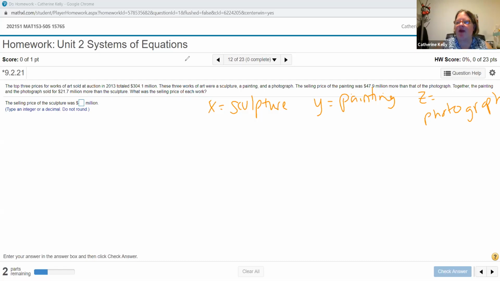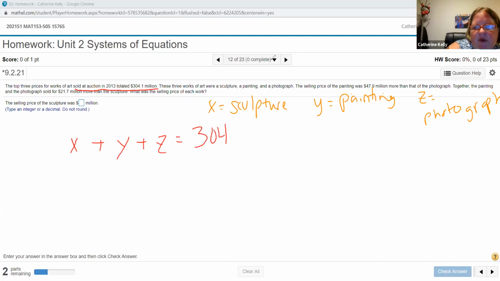It's also important to write out what you put X, Y, and Z for right now at the beginning, because at the end, when you get X equals, Y equals, Z equals, you don't have to think about what they represented, because they're already written on your paper. So if you total all of those together, it says the top 3 sold at an auction in 2013 for $304.1 million. So X plus Y plus Z is going to equal $304.1 mil.